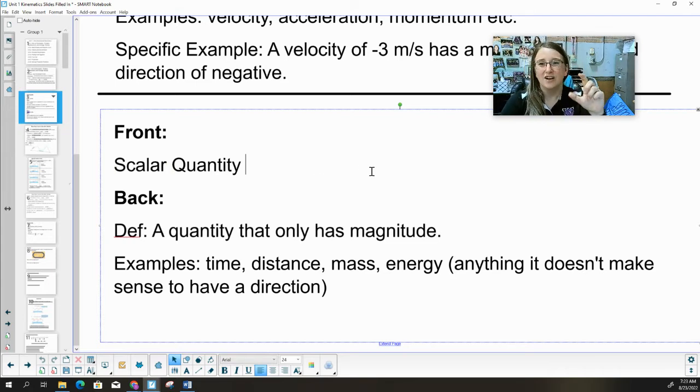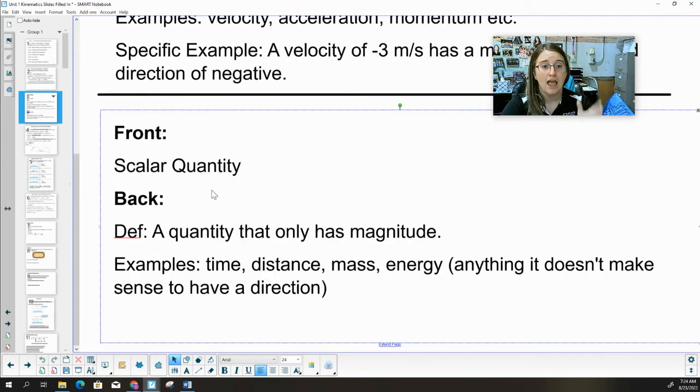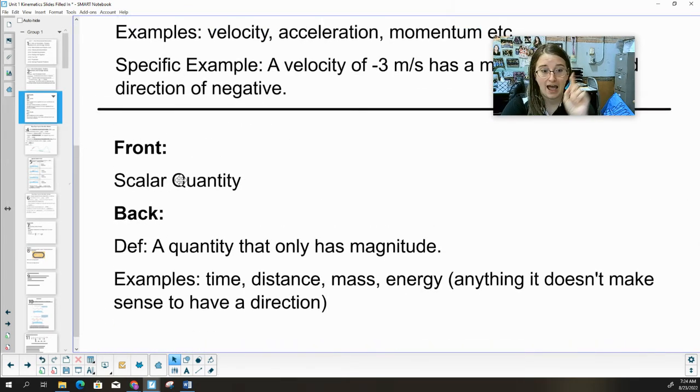On the next card, you're going to write scalar quantity. A scalar quantity is any quantity that only has magnitude. So this is any measurement of something that doesn't have a direction. Time doesn't have a direction. Time only goes forward. Distance actually doesn't have a direction either. We're going to talk about that. Mass doesn't have a direction. Energy doesn't have a direction. Anything where it doesn't make sense to have a direction, we call it a scalar. So once again, if it has a direction, we call it a vector. If it doesn't have a direction, we call it a scalar. Have those two cards made up. We're going to talk more about that in class.